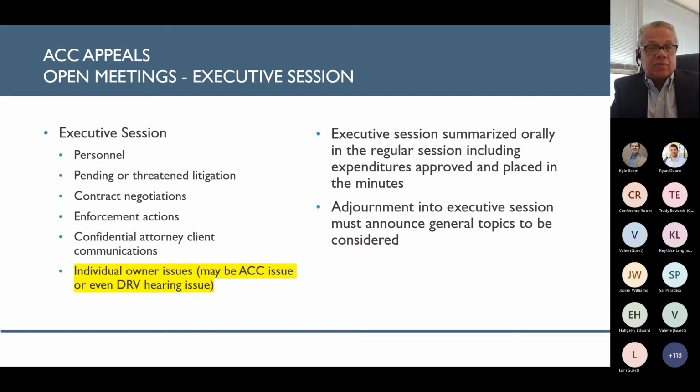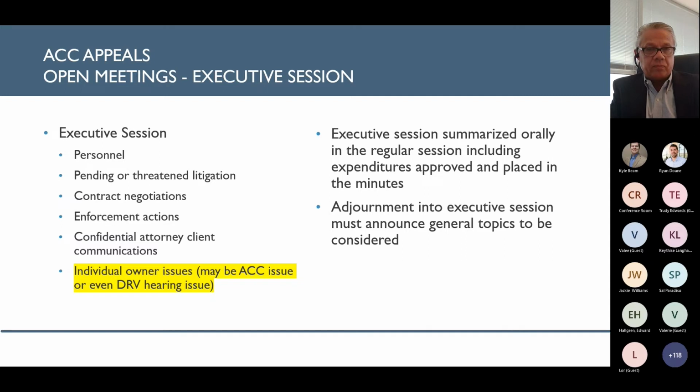So typically in the executive session, these are the types of things you would discuss. And these are all straight from the property code: personnel decisions, pending or threatened litigation, contract negotiations, enforcement actions, attorney-client communications and individual owner issues. So if you're going to have a hearing in the open session, an ACC appeal hearing, and your executive session comes before that time, you can discuss some of the specifics, and probably you might be discussing those with your attorney. That can be done in the executive session.